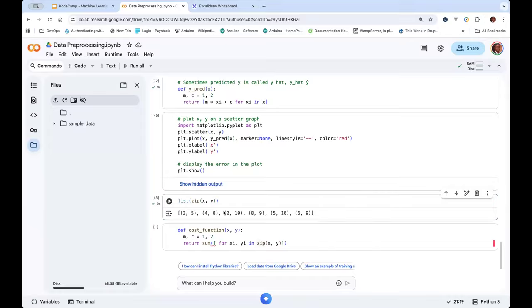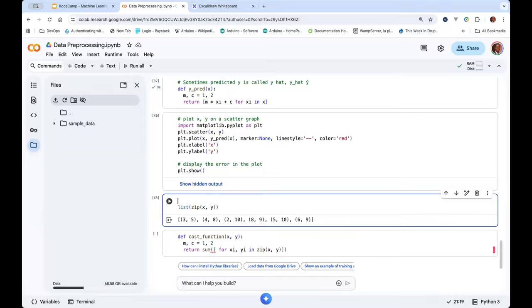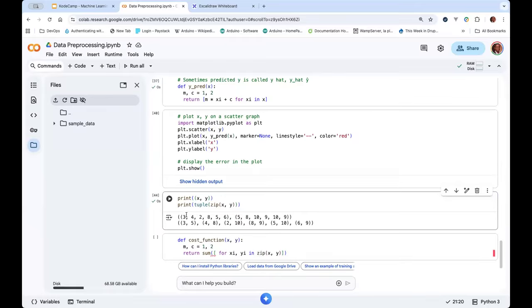So x that was 3, 4, 2, 8. Let's print the tuple of x and y, then we'll print the zipped. We can make this a tuple so we can see it. Now, when you run this, see the difference. The zip is that I've taken this 3 here and zipped it with 5. That's how a zip behaves. I take the 4 and zip it with 8. So we have 3, 5, 4, 8, 2, 10, 8, 9, 5, 10, 6, 9. So 6 zips with 9.